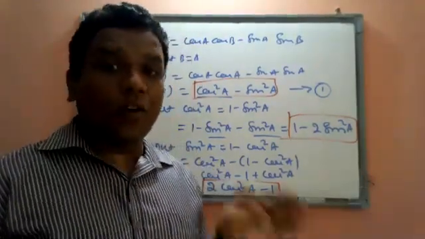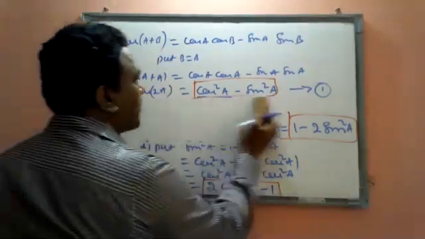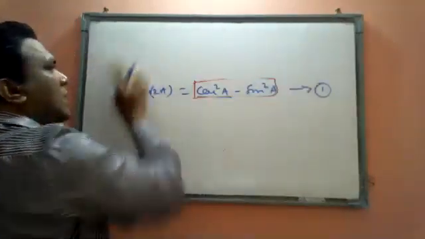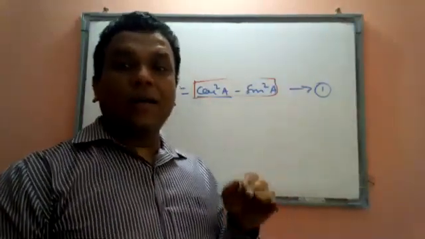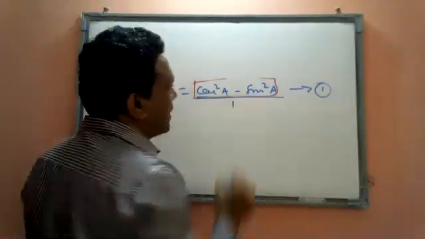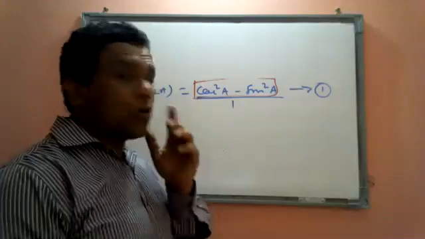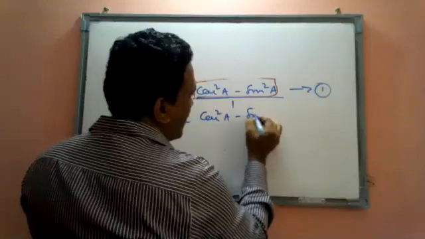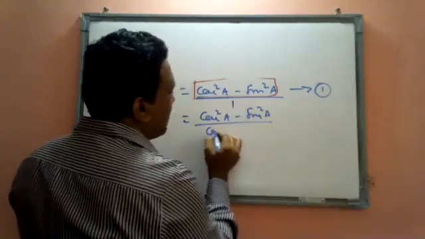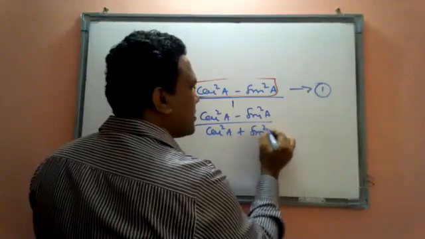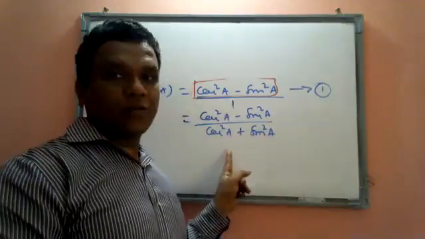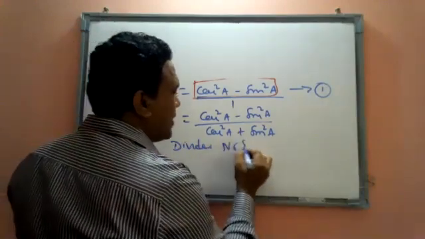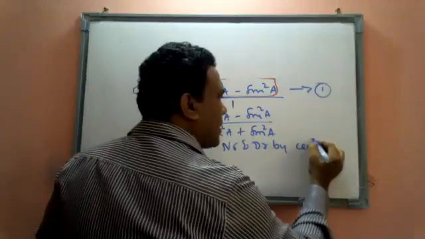Now I will go with the fourth formula of cos 2a. I will start with this only. I will take the denominator as 1. So 1 is written as cos square a plus sin square a. So this will be cos square a minus sin square a divided by cos square a plus sin square a. Now divide numerator and denominator by cos square a.